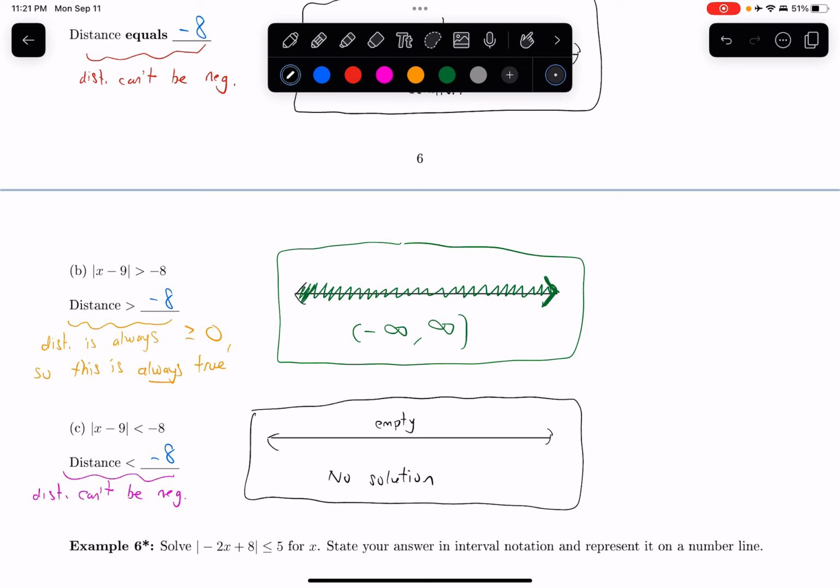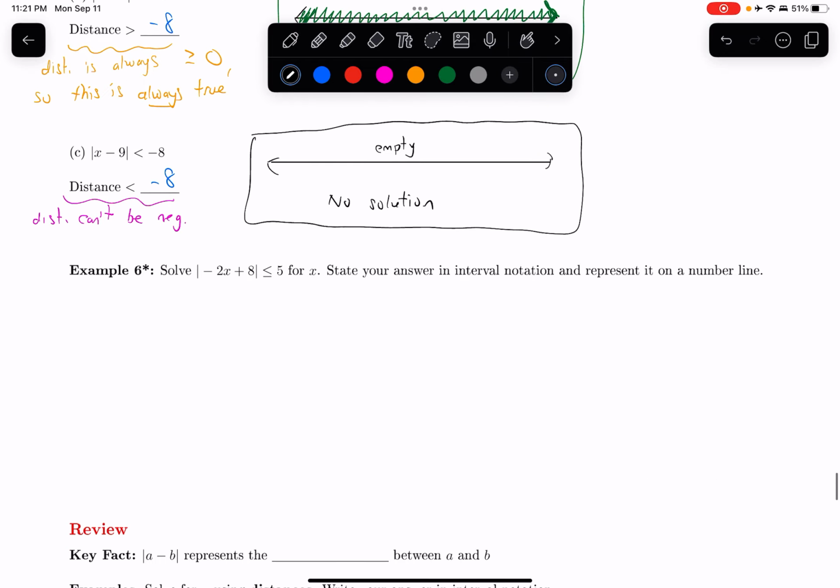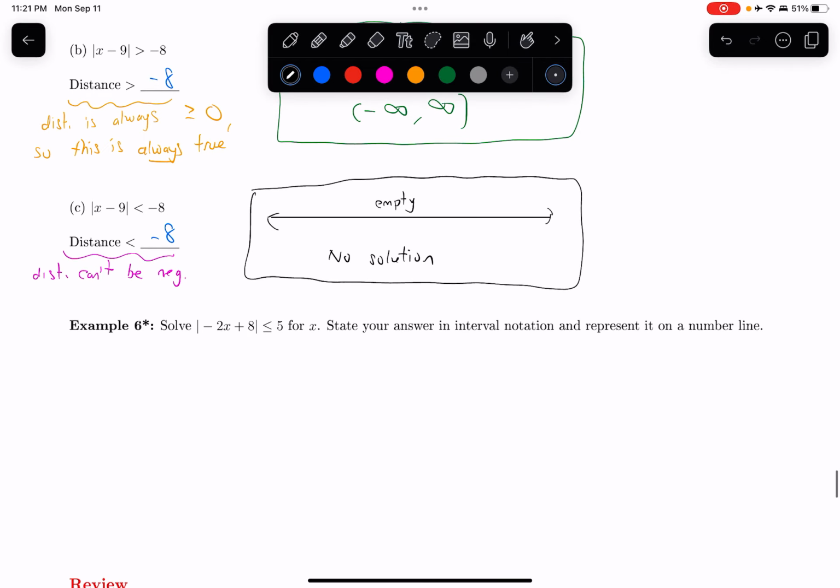Alrighty. Okay, so I want to wrap up this video with a warm-up problem for you. I want you to solve this absolute value inequality and state your answer in interval notation and represent it on a number line. So pause the video and try this for about 3 minutes.